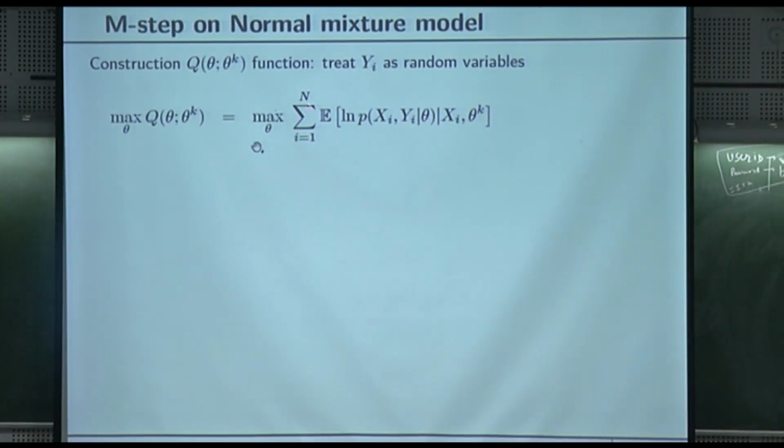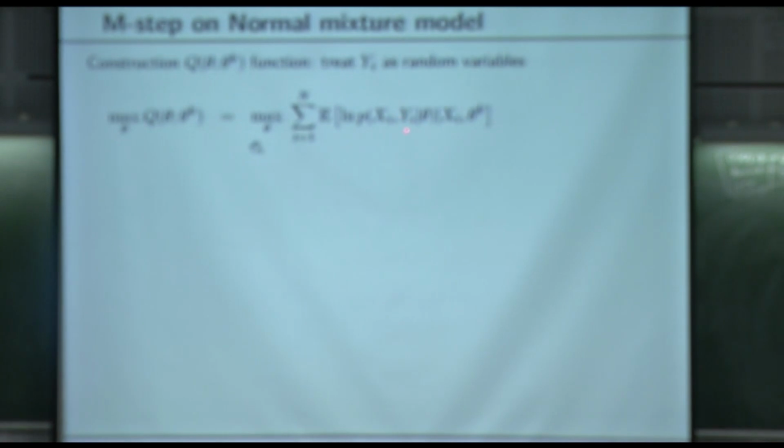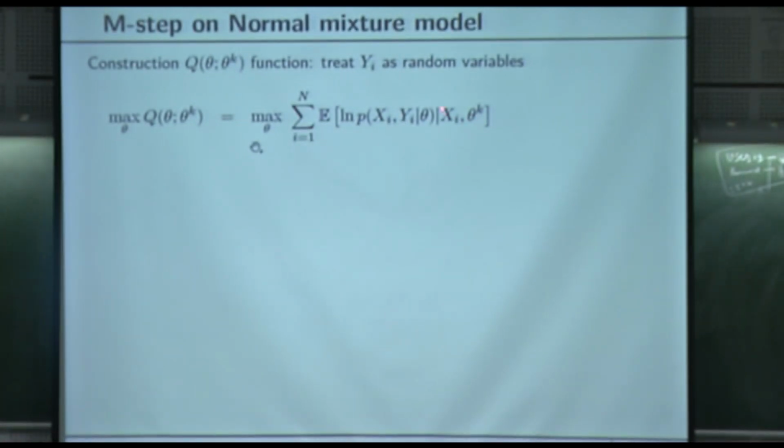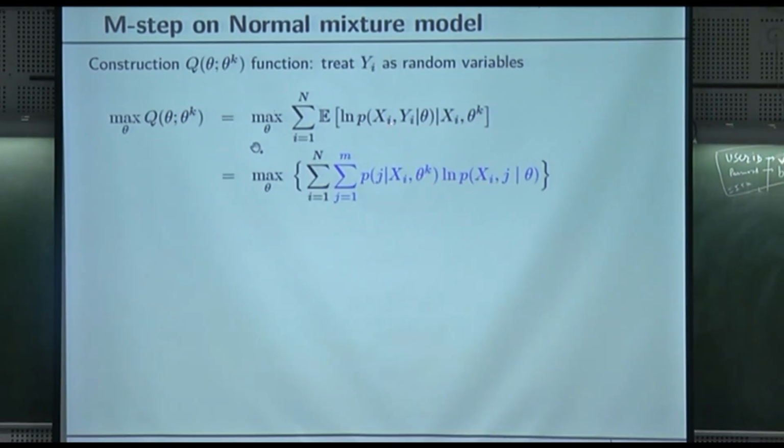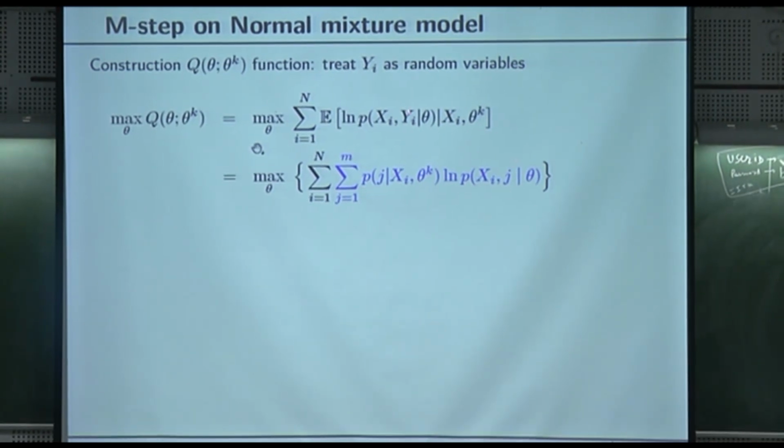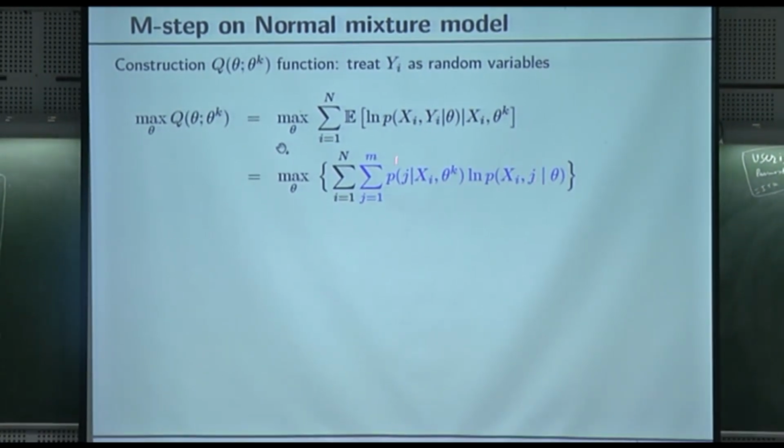If I had all the data, this expectation would disappear and it would just have been log of p of xi, yi. Because I don't have this yi data, I have to take the expectation of that conditioned on the data point and conditioned on the current values. How is this expectation written? This is the expectation of the probability that yi is equal to j given xi, theta k, the conditional probability, times log of p of xi and j. So instead of yi I'm putting j and I'm taking the probability that yi was equal to j.